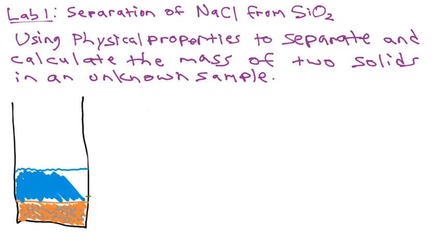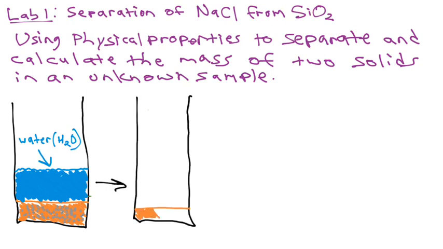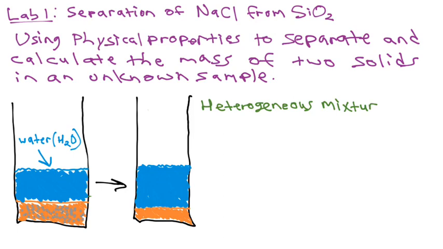So when we add water, which is our solvent in this case, what's going to happen? Well, the salt that's in the solution will dissolve. The sand will not dissolve, and you're going to form a heterogeneous mixture. More specifically, a heterogeneous mixture with two phases.